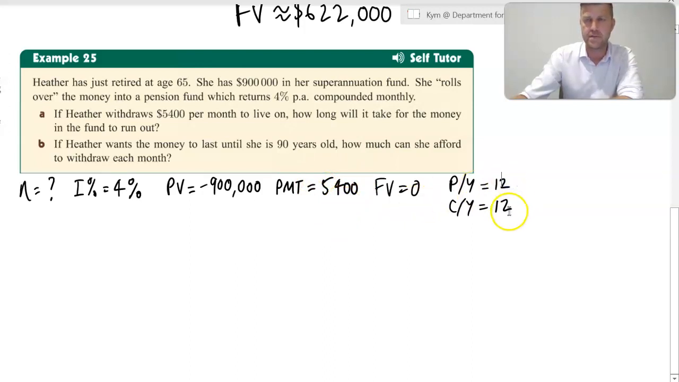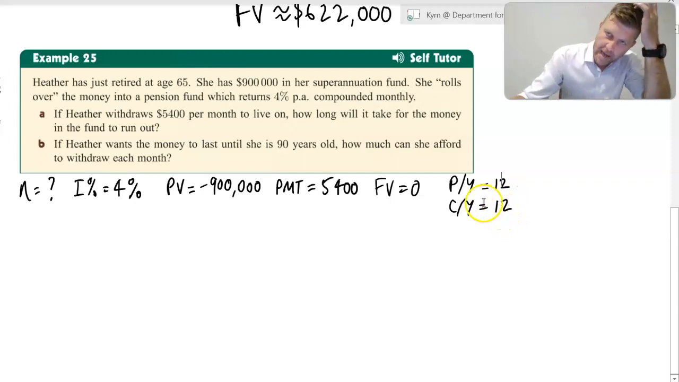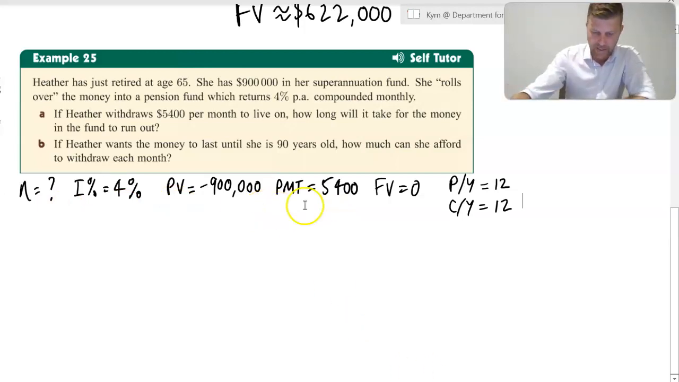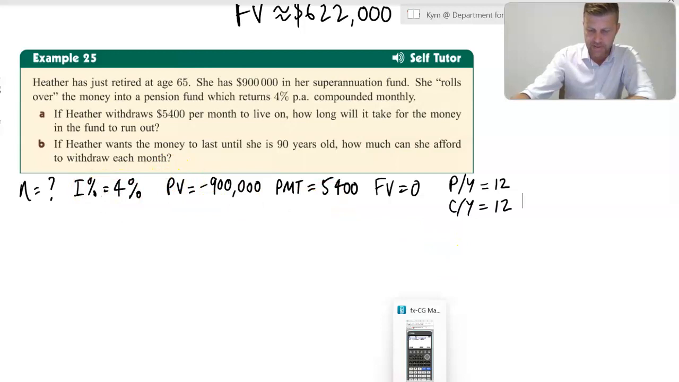The 12 there, and it is 4%. It's in an account that pays 4% per annum, compounded monthly. So basically, what we're going to try and work out is how many months that $900,000 will last Heather. So in our graphics calculator, we're going to put in these values here, asking it to calculate N for us.